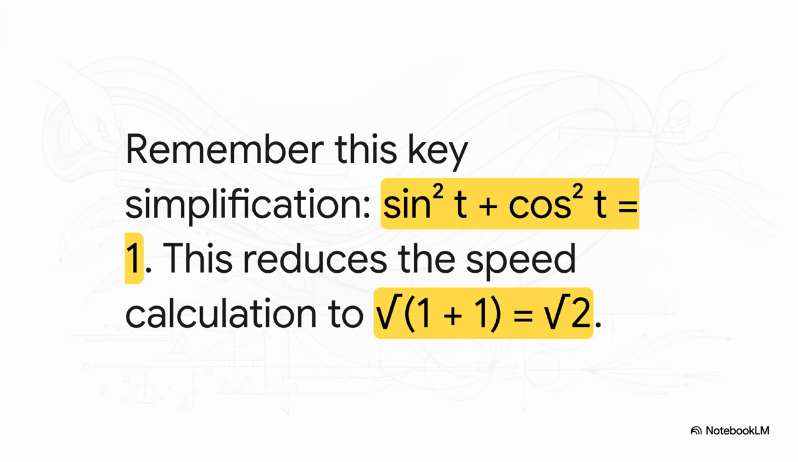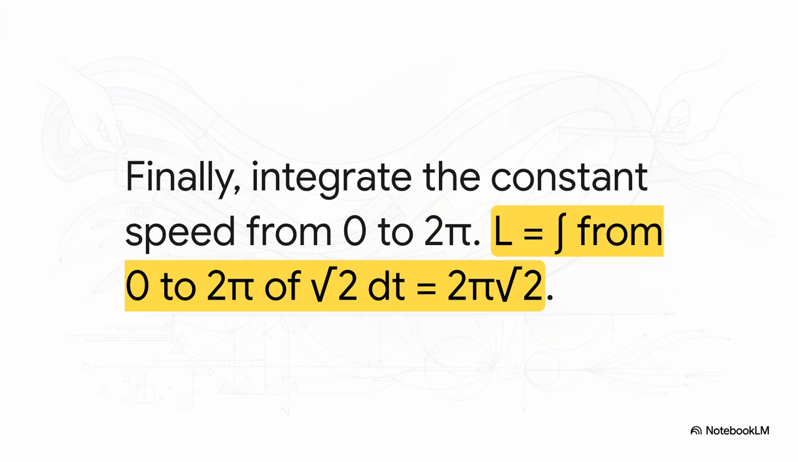Our speed is just the square root of 1 plus 1, which is the square root of 2. It's a constant. The speed never changes. And finally, the last step, integrate. We integrate our speed, which is just the constant root 2, from our start time, 0, to our end time, 2 pi. And integrating a constant is the easiest thing in the world.